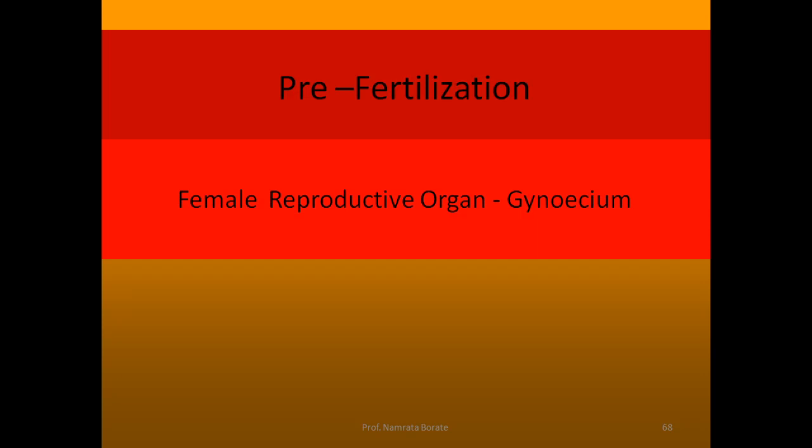Dear student, in the last video we discussed the structure of pollen grain and development of male gametophyte. Today we will discuss the second part of pre-fertilization. In it, we discuss the structure of female gametophyte, that is the carpel, the structure of ovule, and development of female gametophyte, that is megasporogenesis. So let's start first.